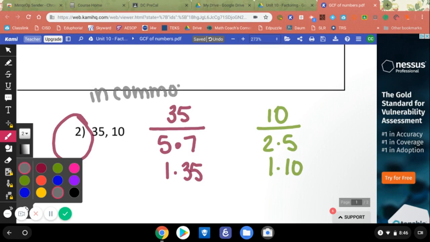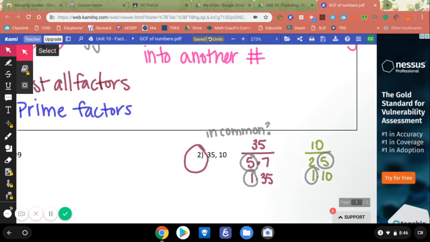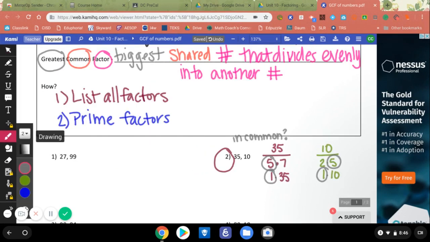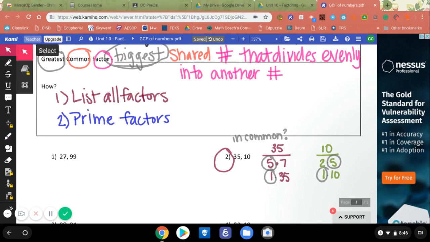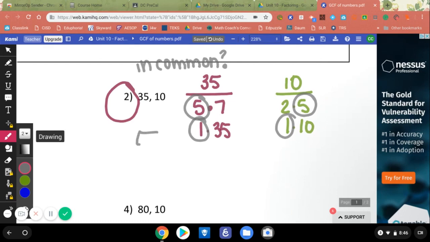What shows up in both of these lists? Well, if I look at both of these lists, they both have a 5 and both lists have a 1. But remember, I am looking for the greatest or the biggest common factor. So of these numbers that showed up in both of them, which one's the biggest, 1 or 5? Well, it's the 5. So my answer to this question is 5. 5 is the greatest common factor. It's the biggest number that divides evenly into both of these numbers.